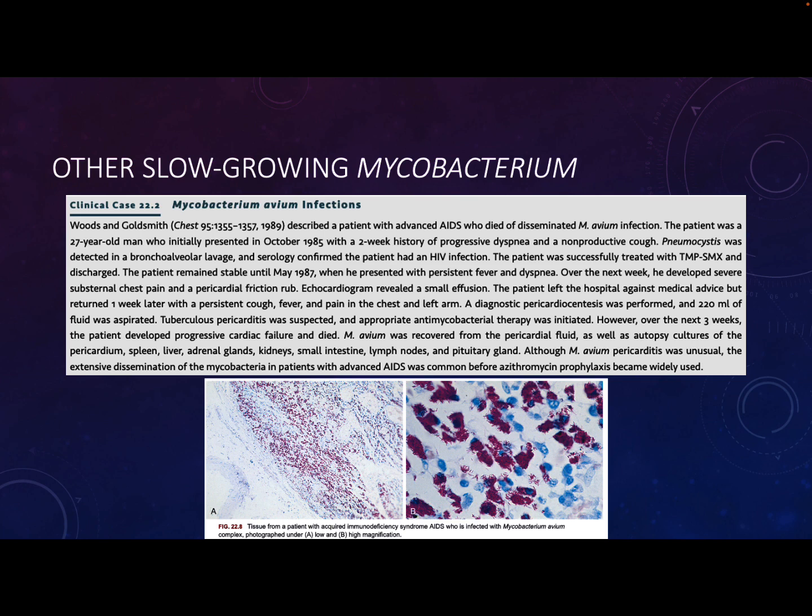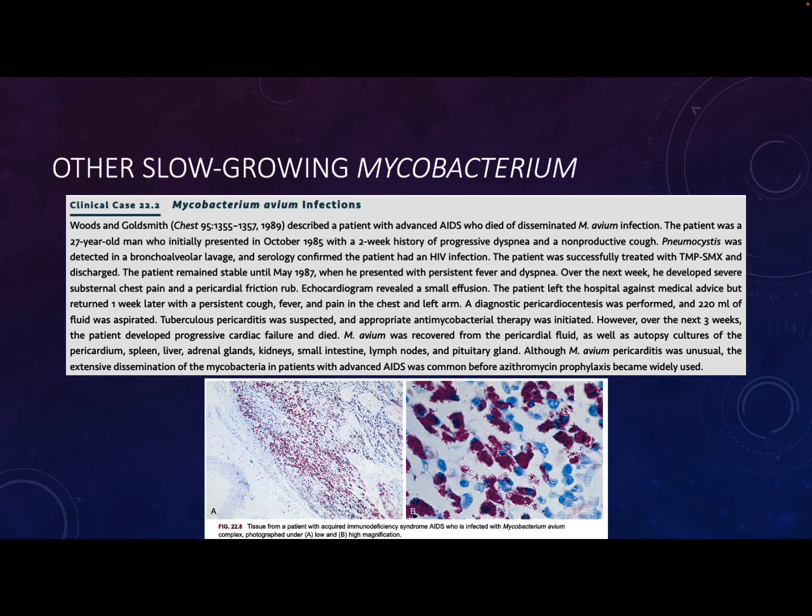A 27-year-old man presented in October of 1985, with a two-week history of basically trouble breathing and a non-productive cough. Pneumocystis was detected in a lavage, and serology confirmed that the patient had HIV. So we're not in pneumocystis yet because we're not in fungi, but pneumocystis is a fungal infection that is pretty much the signature hallmark of HIV that has progressed to AIDS. It is such a weird infection that literally you don't get unless you have AIDS. So of course that confirmed that he had an HIV infection.